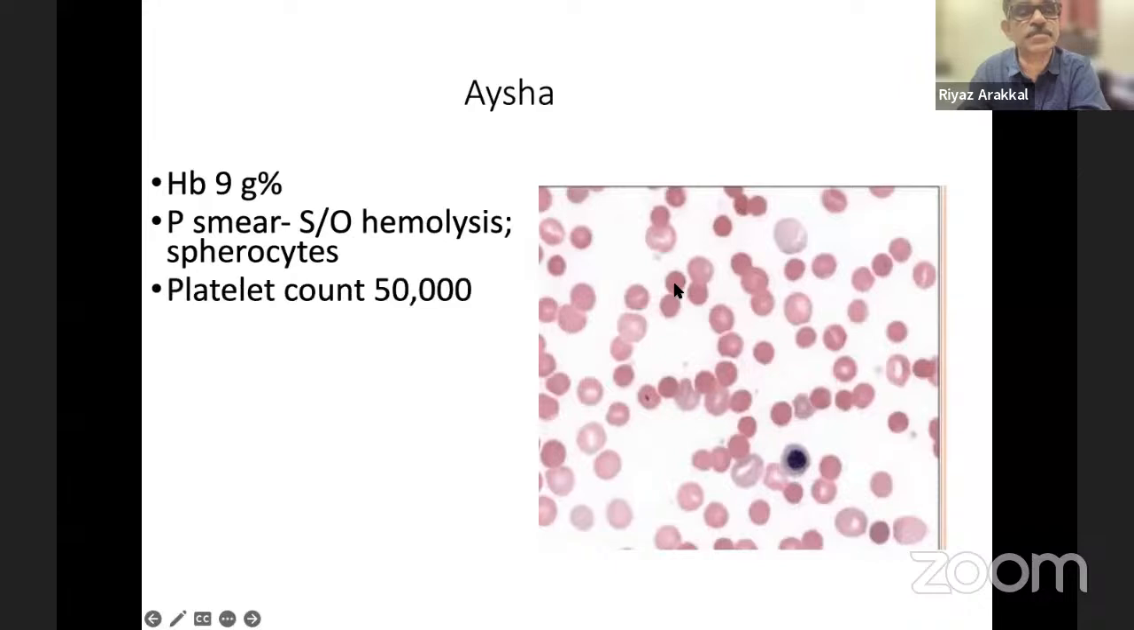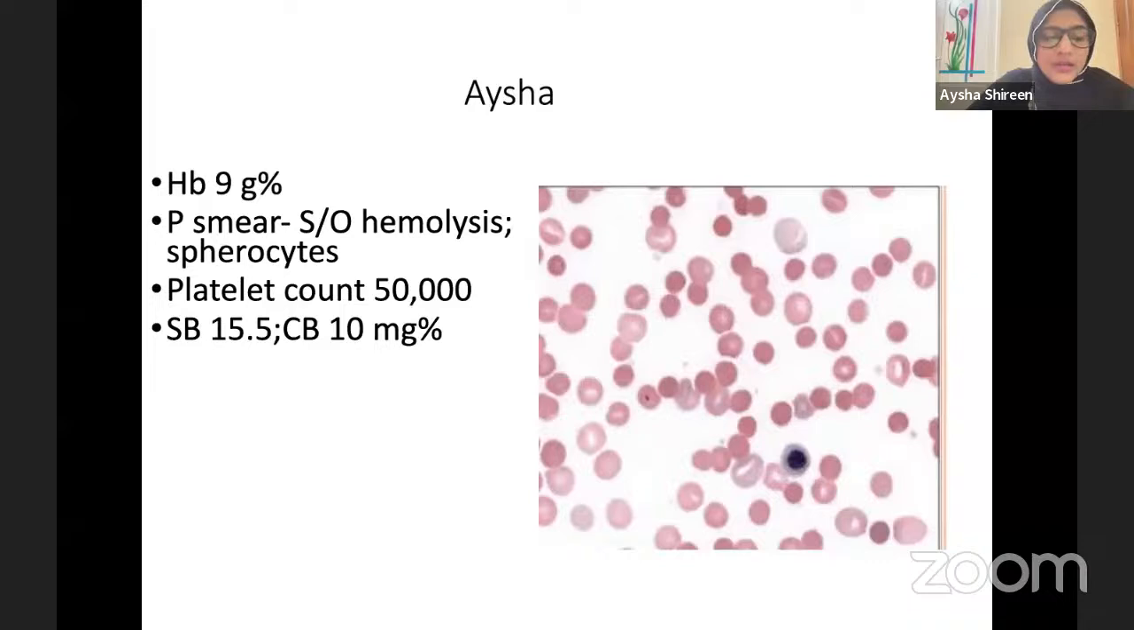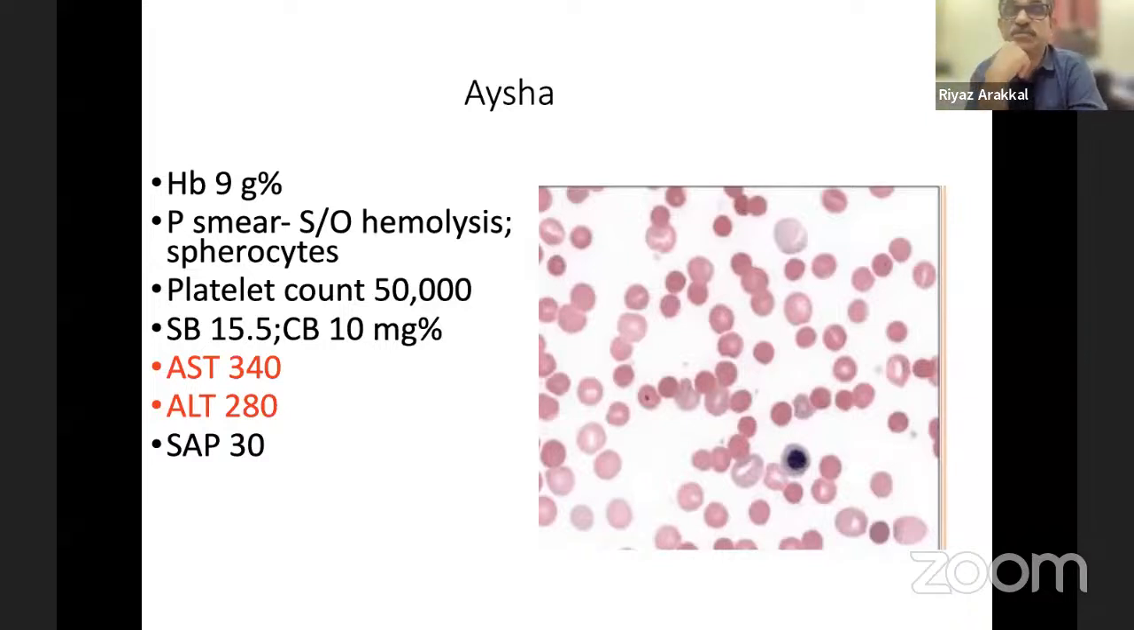Her platelet count was 50,000. Total bilirubin was 15.5 and conjugated bilirubin was 10. Her AST was 340 and ALT was 280. And alkaline phosphatase was 30. One condition where the alkaline phosphatase is very low is Wilson disease. You can find out the cause later.